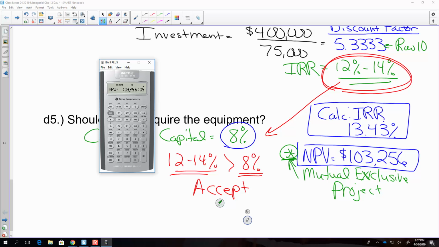On the test, you'll be asked, do I pick project A? Do I pick project B? Do I pick A and B? Do I pick neither? That's A, B, C, D. If it's mutually exclusive, it's the one that gives us the highest net present value is the one you pick. Even though both are positive, it's the highest number.